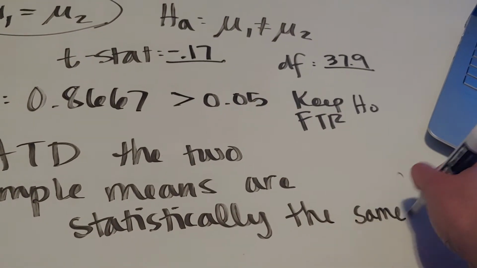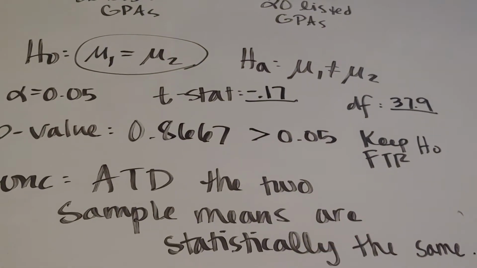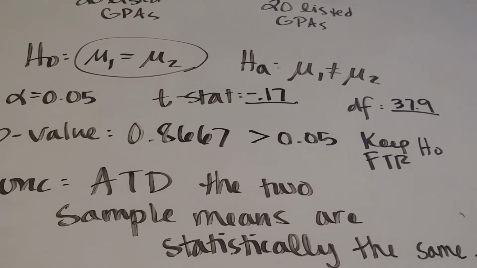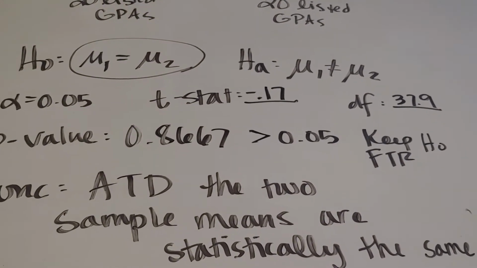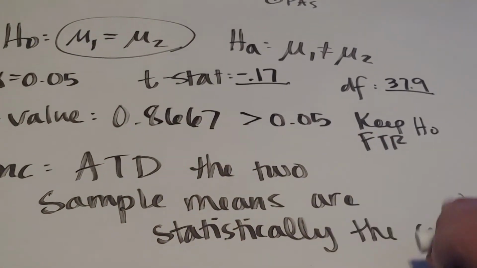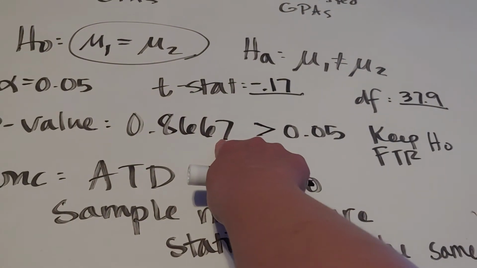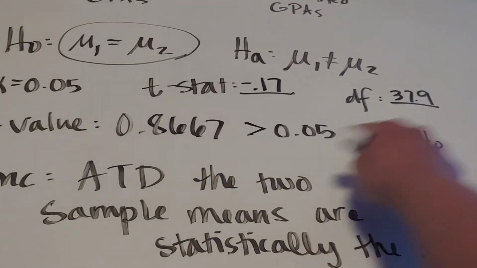The whole capturing zero, not capturing zero thing, we say that when we're talking about confidence intervals. For hypothesis tests, our conclusion is all based on the p-value. So that's why we don't need to say anything in here about capturing zero or not capturing zero. All we have to do is focus on that p-value. It's big. We keep the null.